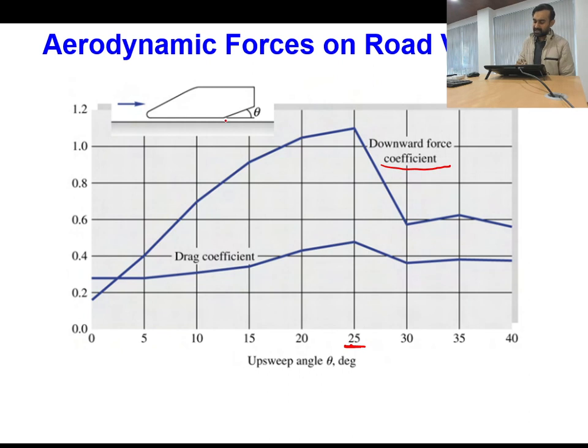So that's why sometimes you will particularly find this upsweep angle in vehicles which are designed for off-terrain roads, where traction is actually needed more. Okay, and corresponding to an upsweep angle of 25 degrees, you will see the highest downward force acting on the body. Okay.